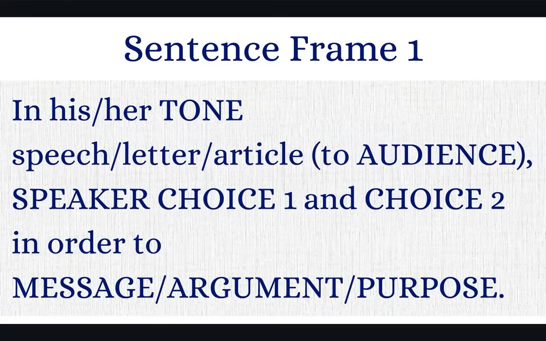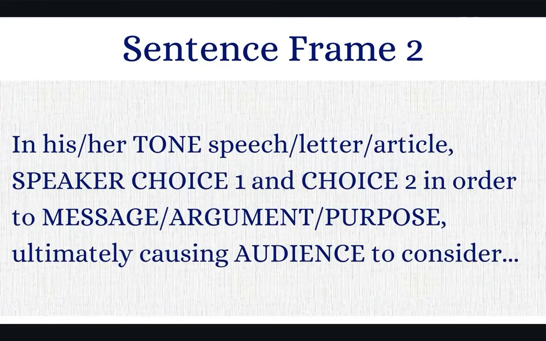The first time you introduce your speaker, you should use their full name. After that, you use their last name. We typically don't refer to speakers by their first name because that's considered informal for academic writing. Then you're going to include 2 rhetorical choices. If you intend to write about 3, you would just add a third one there. And then notice that we have, after the choices, the message, argument, or purpose, whichever one your prompt asks for.